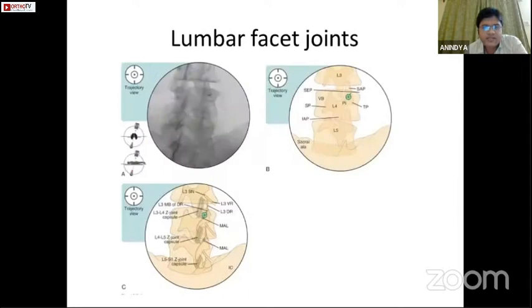I'm not going into details. So let's come to lumbar facet joints. Again, most of us prefer an oblique view to get the lumbar facet joint. So what we are aiming at in this kind of a thing is we are aiming for the medial branch of the dorsal root ganglion.